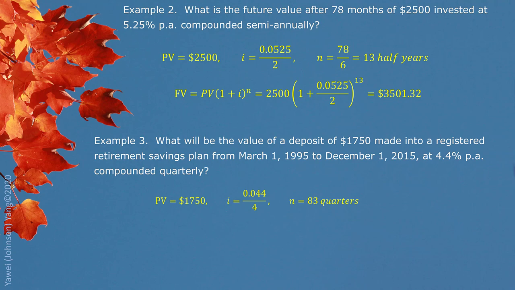That's the reason. And then we need to find how many quarters from beginning to end, March 1st, 1995 until December 1st, 2015. From March 1st to March 1st, that will be exactly 20 years. Each year we have 4 quarters, so 20 years gives us 80 quarters. And from March to December, 9 months would be 3 quarters. Each quarter has 3 months. So in total we have 83 quarters. Put this information into the formula, and we come out with the answer $4,338.94. This is the future value for this RRSP account after 20 years and 9 months.